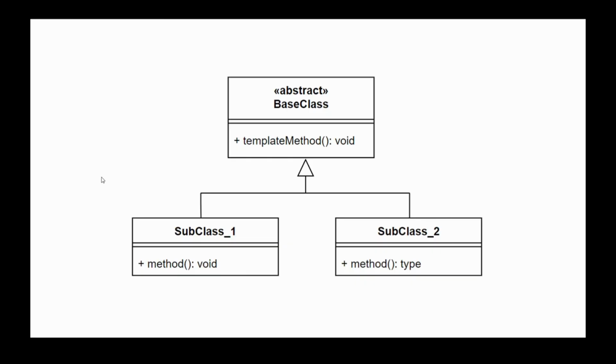Firstly, we look at the UML diagram. We have an abstract base class, and this base class has a template method implemented. This template method contains a part of an algorithm which is used by both subclasses. Only the subclasses have the different part of the algorithm.